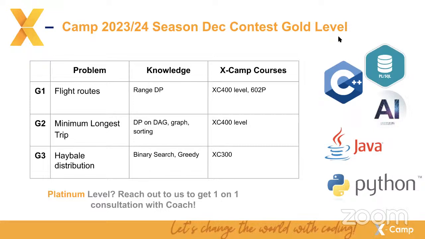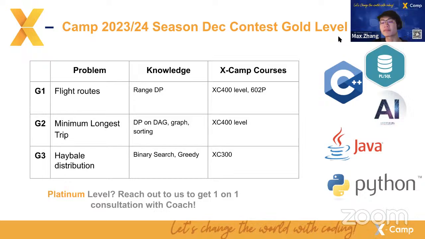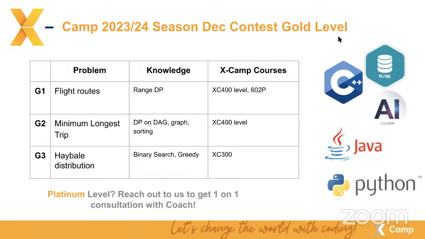From the parent side, a lot of parents are discussing the platinum level rules, because this year USACO provided new rules about platinum. Do you think the gold level might follow the same rules maybe next season?